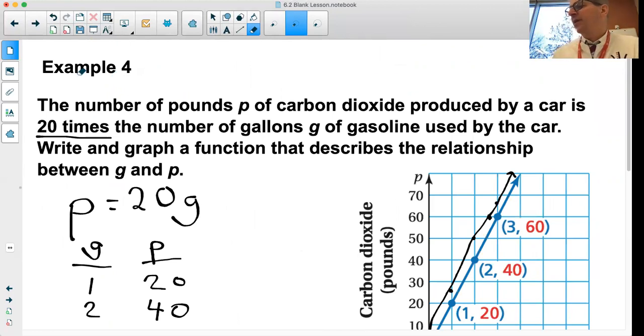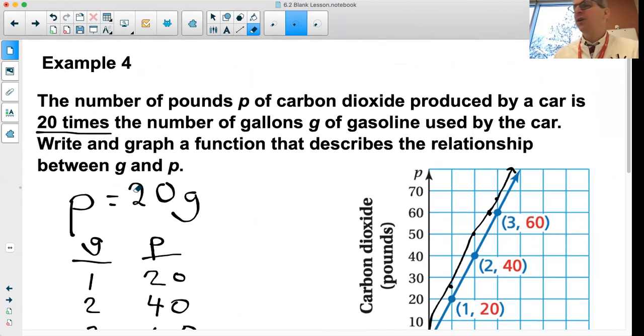Okay, so in summary today, I'm looking at page 252 in summary, representations of functions. First, we can represent a function by the use of words. Okay, so this example 4 and on your own number 8 are good examples of that. 20 times the number of gallons P. We then can show functions by the use of an equation. In this case, P equals 20 times G.